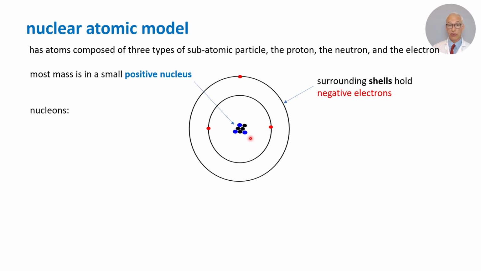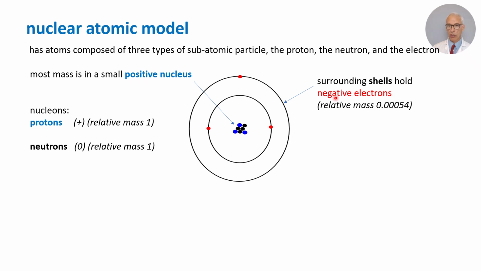Now, the particles in the nucleus are called the nucleons and have two types, as indicated by two colored subatomic particles here. Protons, which are positively charged with a relative mass of 1, and neutrons, which have no electrical charge but also have a relative mass of 1. The electrons, we know, are negatively charged. They have a relative mass of 1 over 1840, or 0.00054.